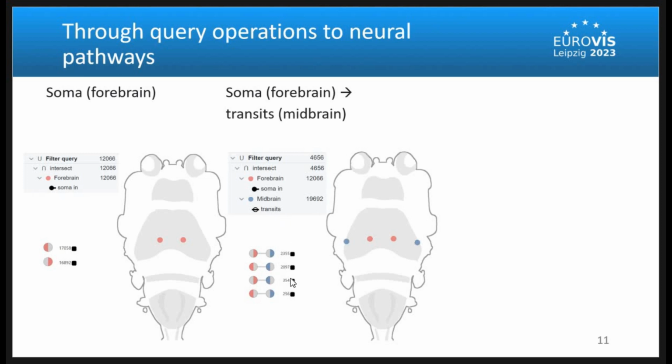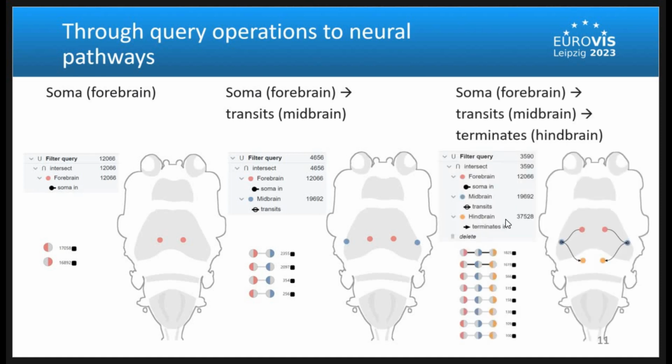The pathway browser shows all the 4 possible combinations sorted by the number of neurons. These connections are from the forebrain left hemisphere to the midbrain right hemisphere, and from the forebrain right hemisphere to the midbrain left hemisphere, and so on. Finally, we drag the hindbrain into the query component and apply the filter predicate terminates in. The pathway browser now shows the 8 possible connections.